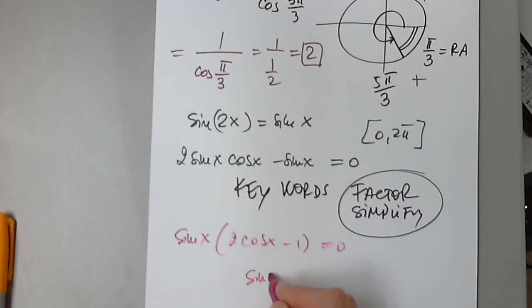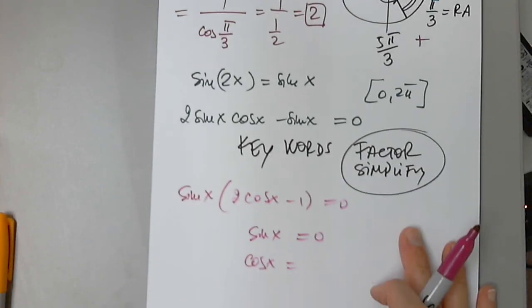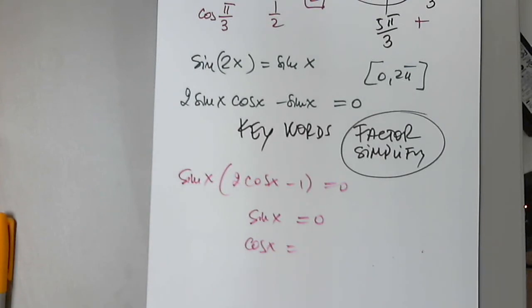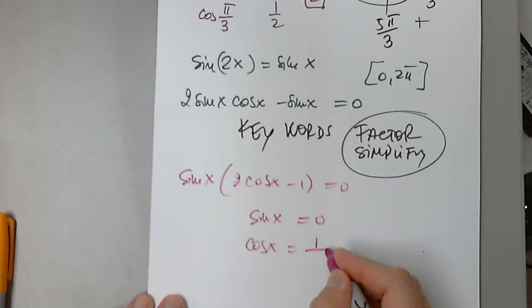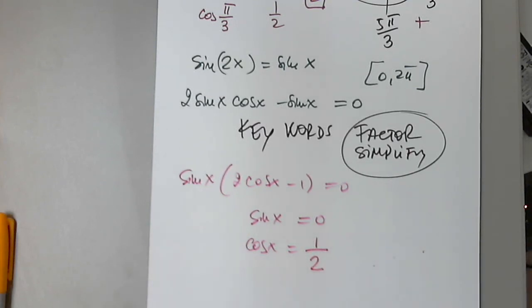So therefore, we have two solutions. Either sine x is 0 or cosine x is 1 over 2. Perfect.